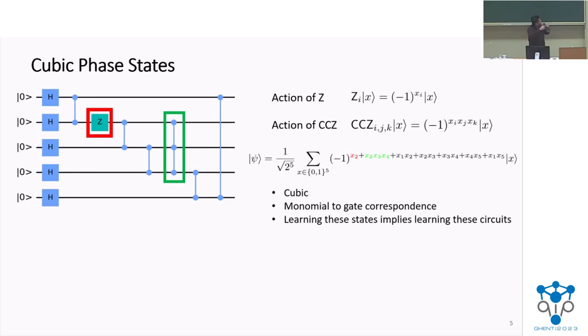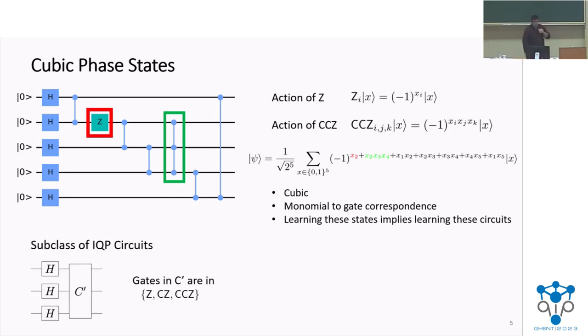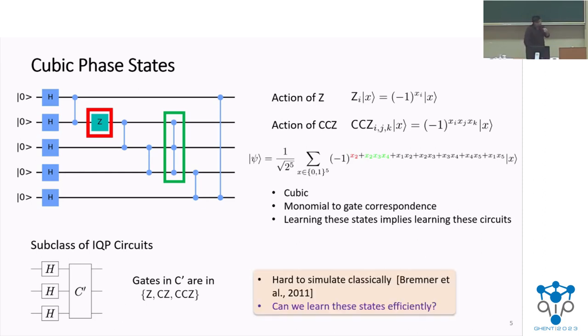What I've shown you so far belongs to a subclass of IQP circuits, where you start off with a bunch of Hadamards, and then you have a bunch of internal gates, which are only allowed to be Z, control-Z, and control-control-Z. The reason we're interested in this is that it was shown by Bremner and others in 2011 that these are actually hard to simulate classically. So now, can we learn these states efficiently?